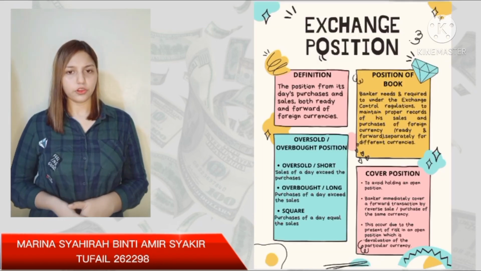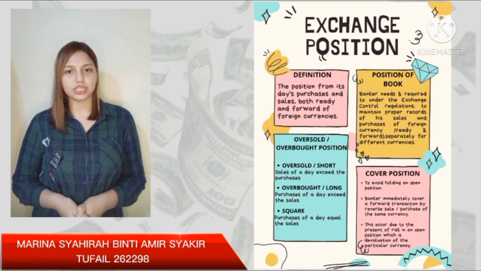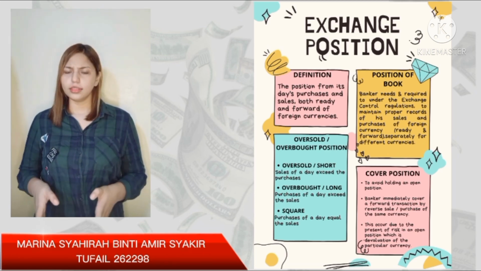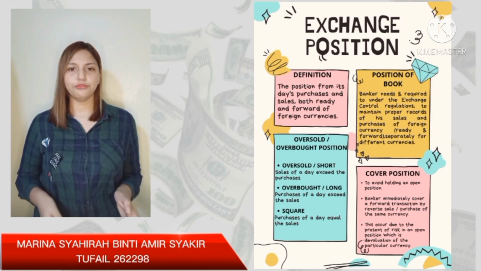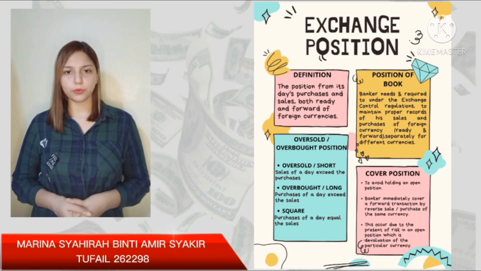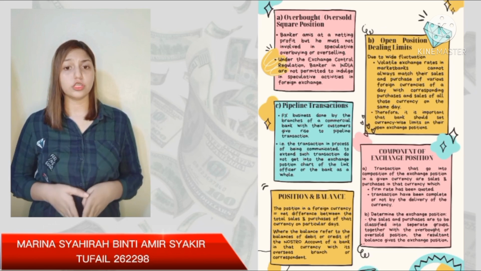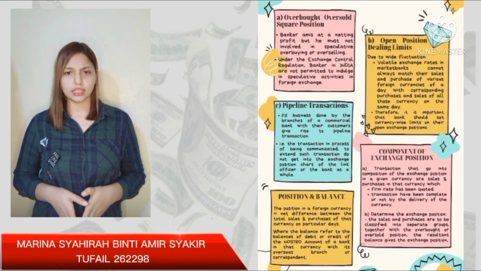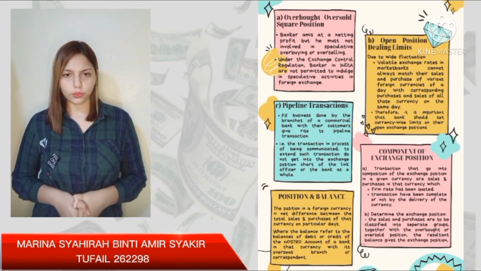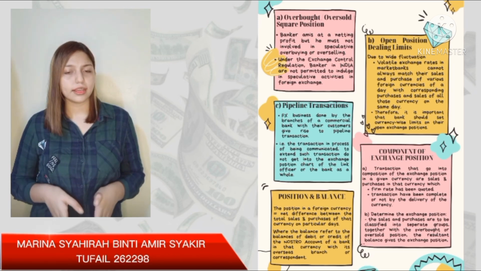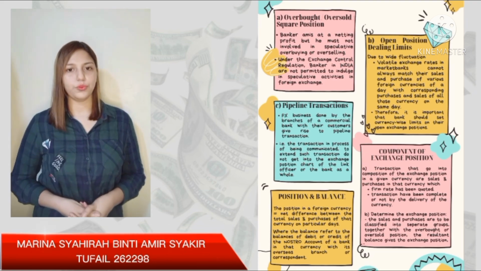Besides, net open position in foreign exchange risk is the net outstanding balance of all assets, liabilities, and off-balance sheet items in that currency. However, the net exchange position is known as the position from a day's purchases and sales, both ready and forward, of foreign currency. There are three types of position, which consist of overbought, oversold, and square position. The first one is the oversold position, which is known as the short position. It is when the sales of a day exceed the purchases. The next one is the overbought position, which is known as the long position. It is when the purchases of a day exceed the sales. Lastly is the square position, which is when the purchases of a day are equal to the sales.